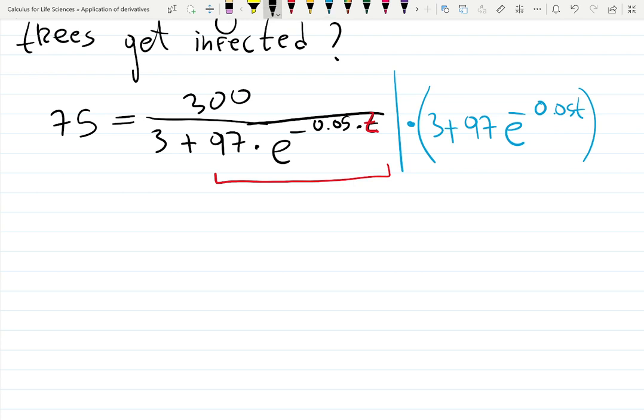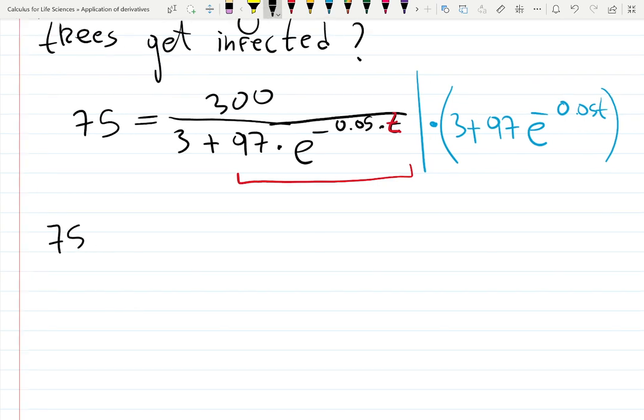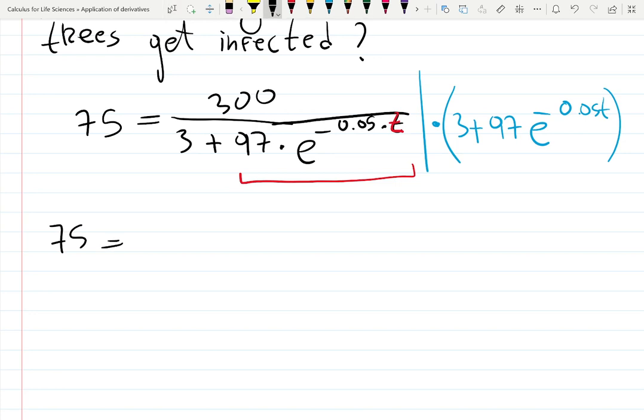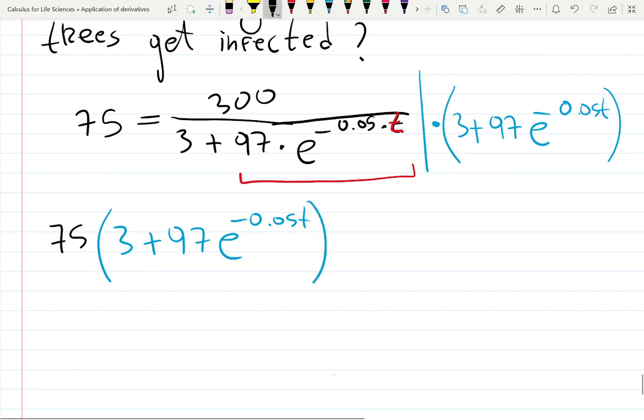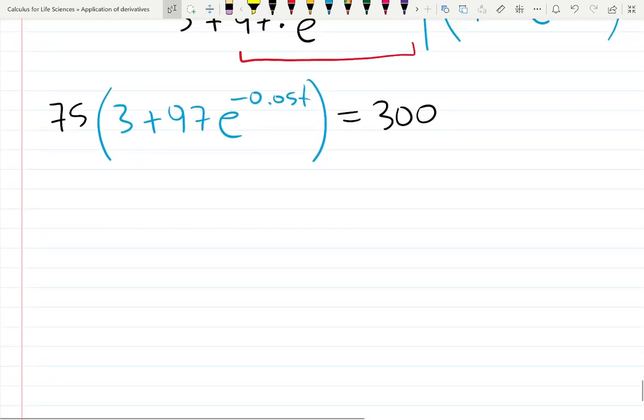Then it's going to be 75 times 3 plus 97e raised to the minus 0.05 t equals 300. There's a faster way to solve it, so go ahead and do it your own way if you know it. This is the slow but reliable way. Now at least it's not in the denominator, and this looks like something we had before. Distribute 75 multiplied by those two guys. 75 times 3, what is that? We don't need to do that one. We just divide both sides by 75. Oh, that's actually smart. Let's do that. That makes the whole thing way easier. That's what I would do too. Yeah, that is faster.